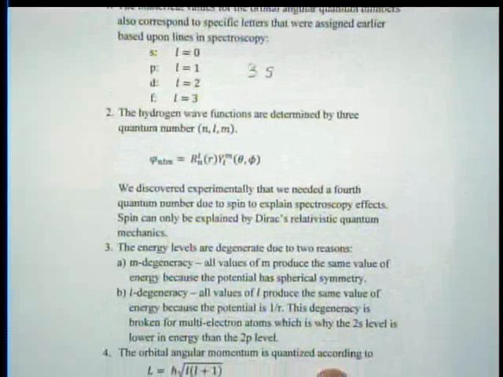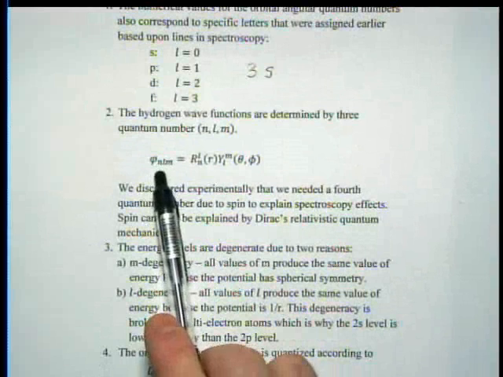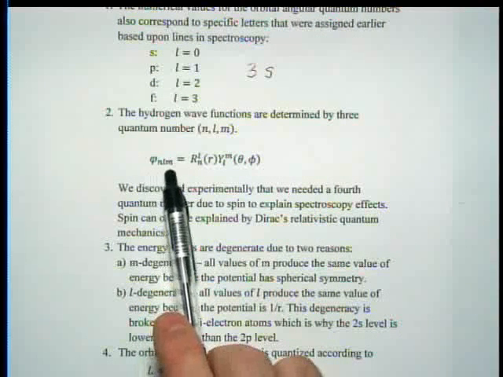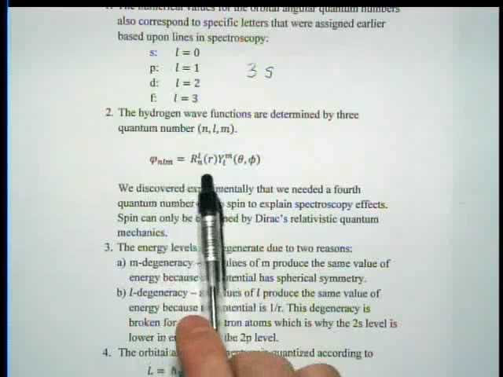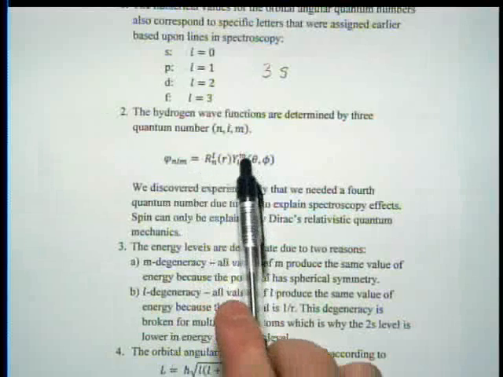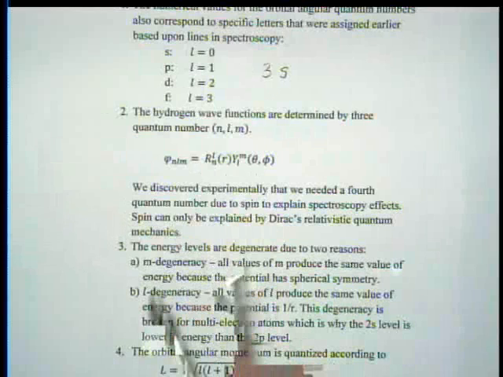Another big thing that you need to know is the quantum numbers. There are 3 numbers you have to be given: N, L, and M. The principal quantum number, the orbital quantum number, and the magnetic quantum number. The N and the L tell you what the radial quantum state is, and the L and the M tell you what the spherical harmonic is. So if you have those 2, you can find the wave function.